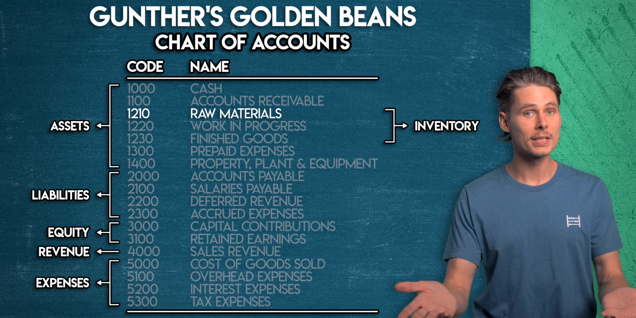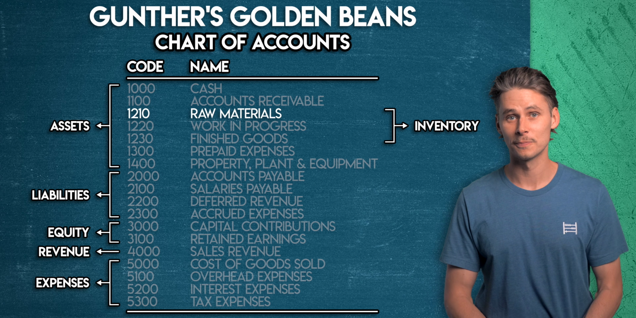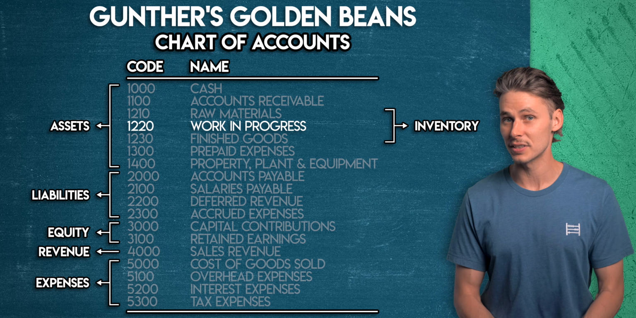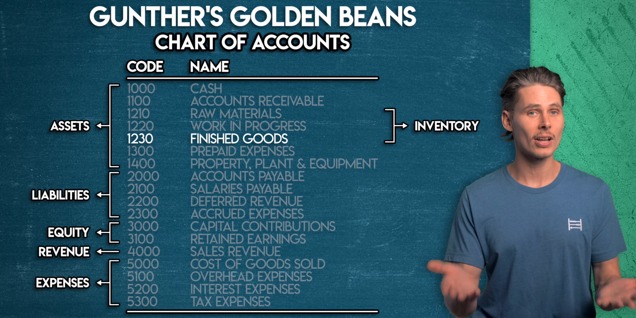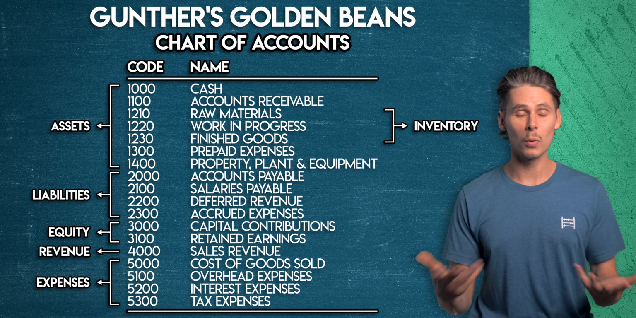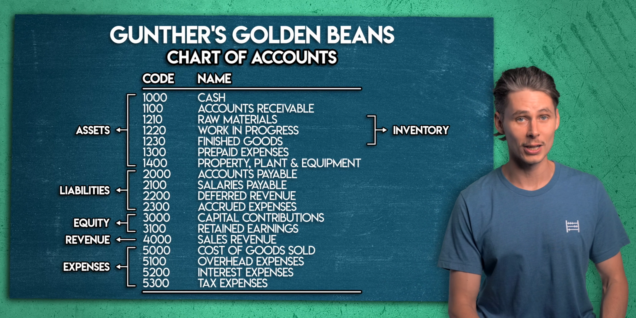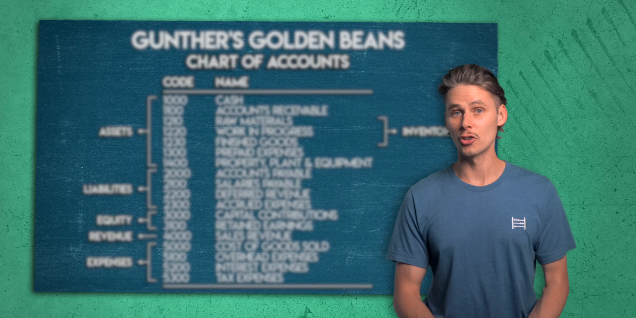We have raw materials, which represent the unroasted coffee beans and packaging materials. Work in progress, which includes partially completed products that aren't yet ready for sale. And finished goods, which are roasted coffee beans that have been packaged and are ready to be sold. A well-structured chart of accounts can help businesses stay organised and prepare financial statements. All we need now are some numbers, which we can get from the trial balance.